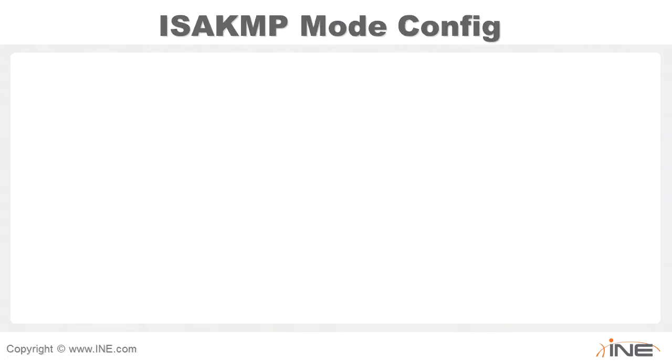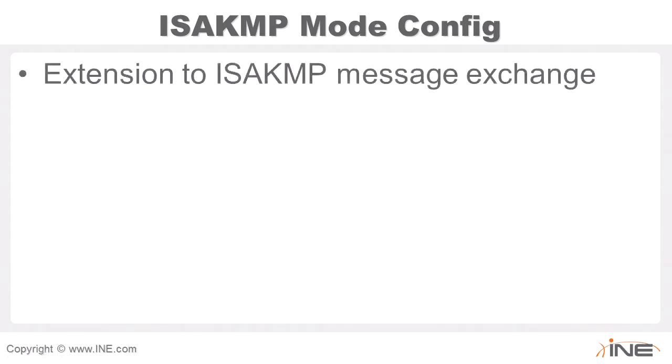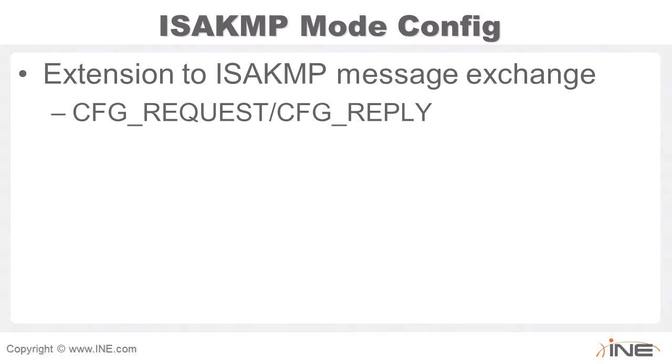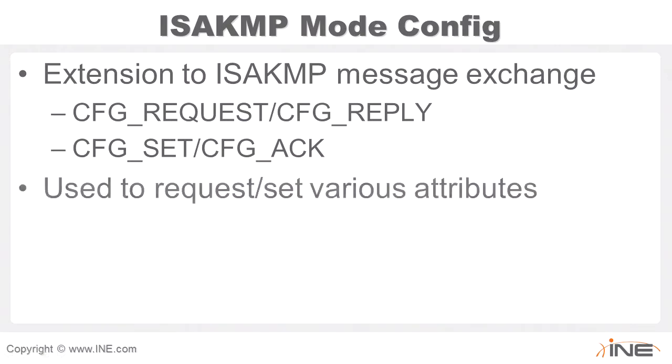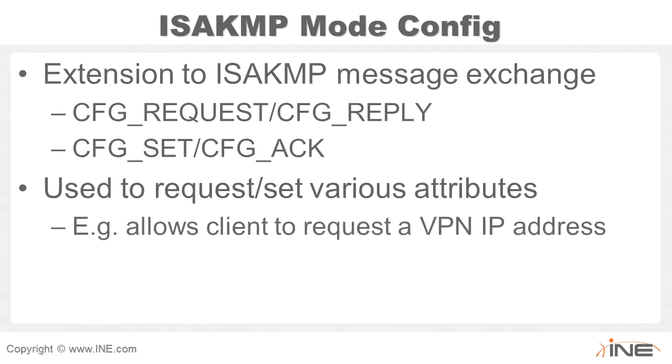Now, the mode configuration portion of ISAKMP is an extension of 4 new messages that are the configuration request and reply and the configuration set and acknowledgement. Essentially, what these new messages are used to do is to ask or request for different attributes and to set or reply with different attributes. For example, the client could ask for an IP address, and then the VPN server with mode configuration can reply with a local DHCP address, or could forward it to a remote DHCP server or a remote RADIUS server.